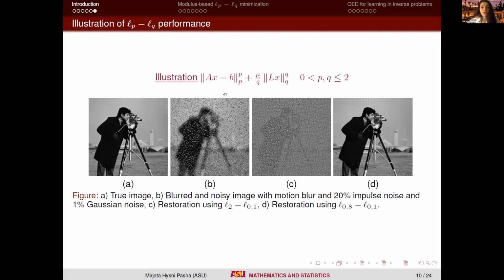Here is an illustration where we show that if you have, in your data, some blurred images and some type of noise, and especially here I have a mix of impulse noise and Gaussian noise, then if you use the standard P, by solving with standard Tikhonov, you're going to have issues with the reconstruction. While if you choose different values of P, and ideally if you learn those values of P and Q, then you will get a very nice reconstruction.